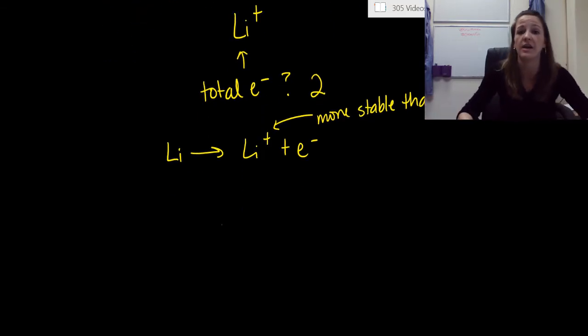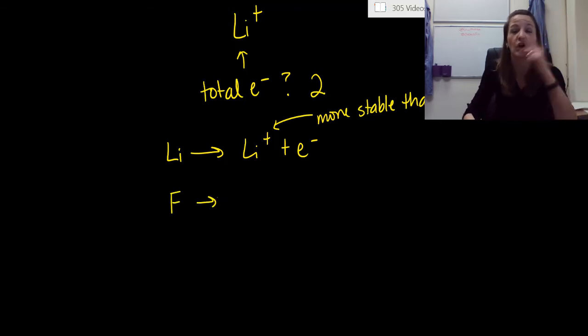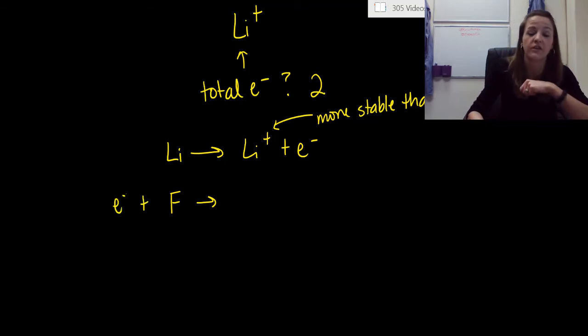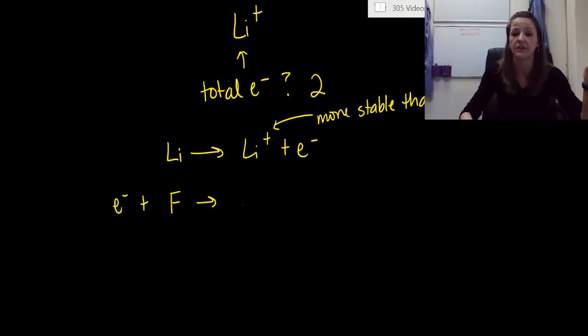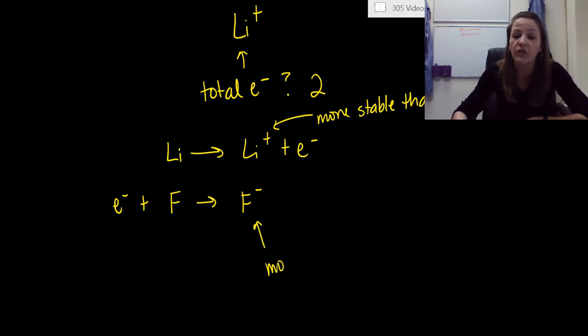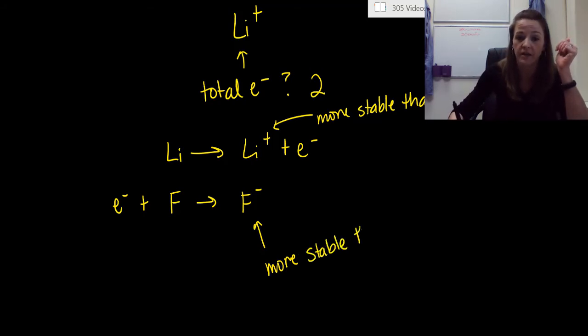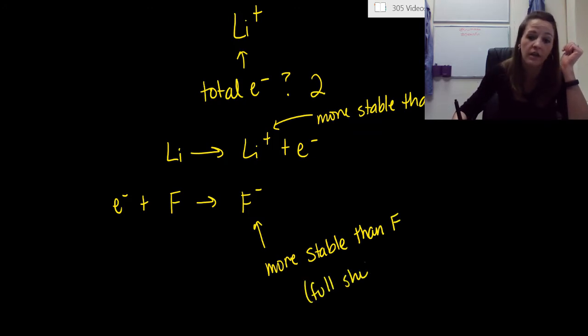We can also talk about this from the opposite end of the spectrum, which is fluorine. So fluorine, we know, is 1 electron away from having that full octet shell, full 8 electrons around. So fluorine would much rather gain an electron than lose an electron, because then it becomes fluorine minus. Fluorine minus has a full 8 electrons, so it's a full shell. So it is much more stable than regular old fluorine. So this has a full shell, and this has a full shell.